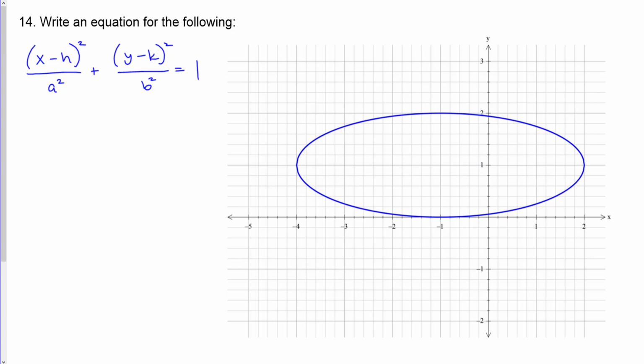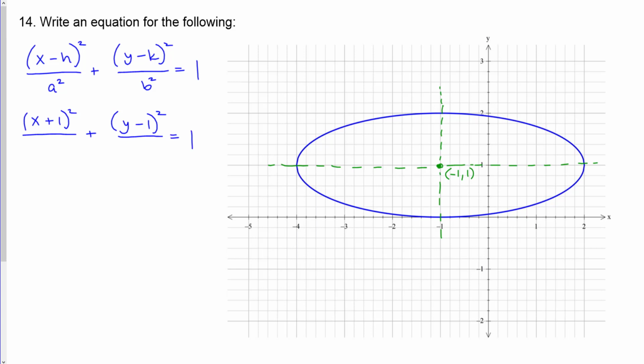So most importantly, we need to determine the center of my ellipse. If I draw a couple of lines right down the middle of each one here, that shows me where the center of the ellipse is. So this center is at negative 1 on the x, positive 1 on the y. So I've already gotten pretty far in this. So (x plus 1) quantity squared over something plus (y minus 1) quantity squared over something equals 1.